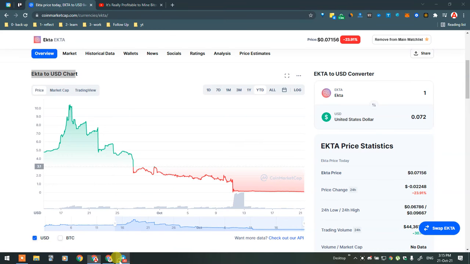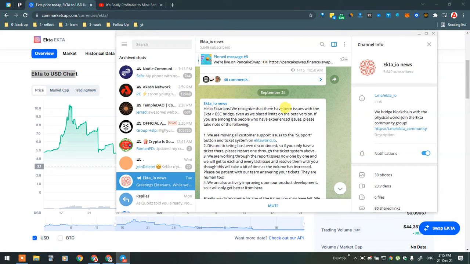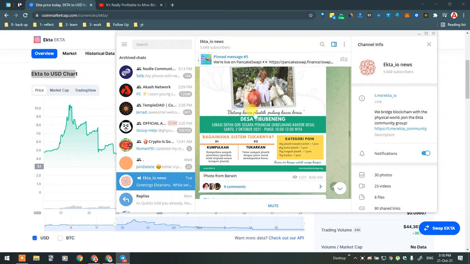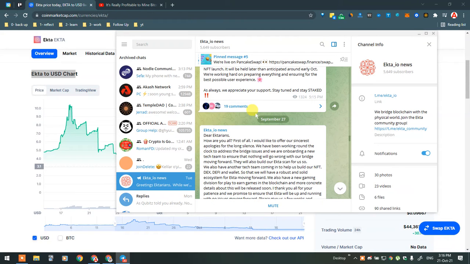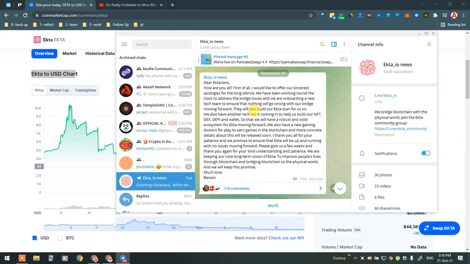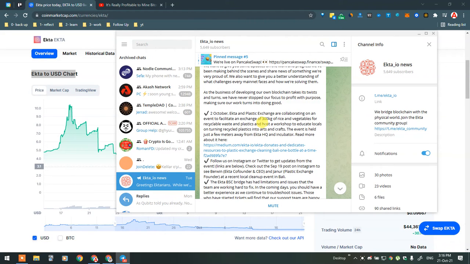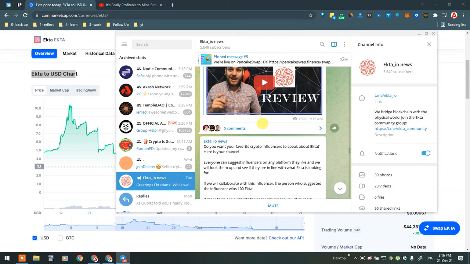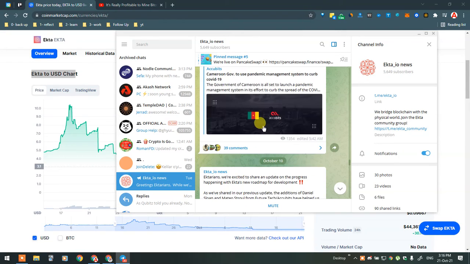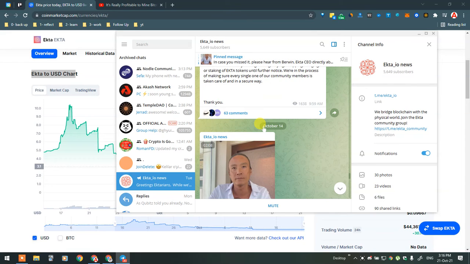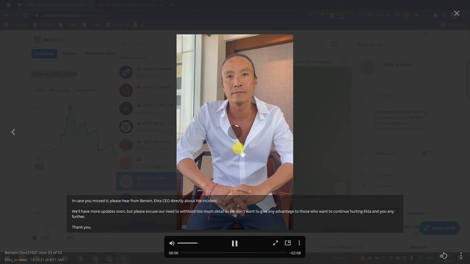But I was looking at their Telegram where they had a notification for us. They have been having some issues, and right now we cannot buy Ekta because their servers, or I don't know what, something is broken on their side, and we cannot use PancakeSwap to buy Ektas. Their CEO also made an announcement to apologize for the inconvenience.